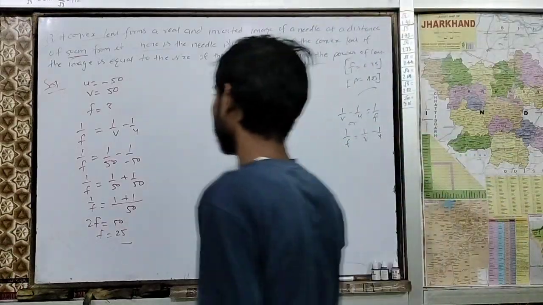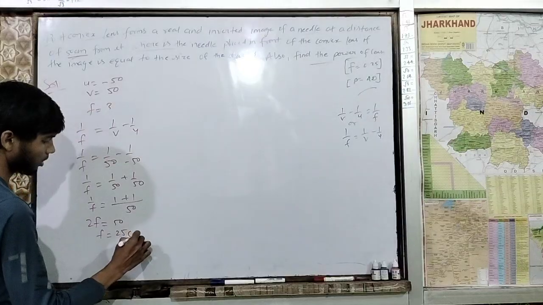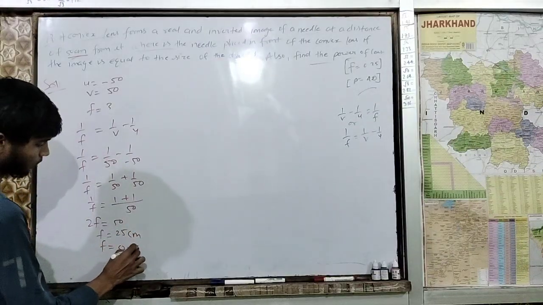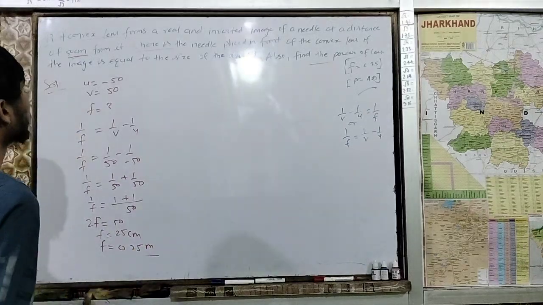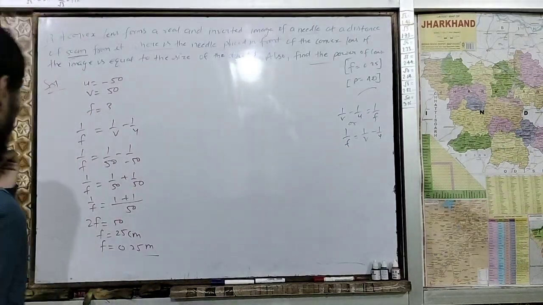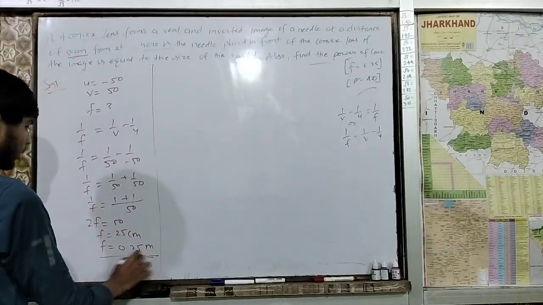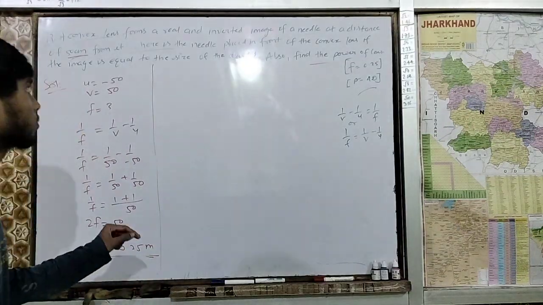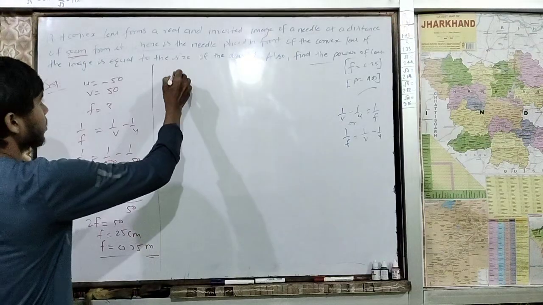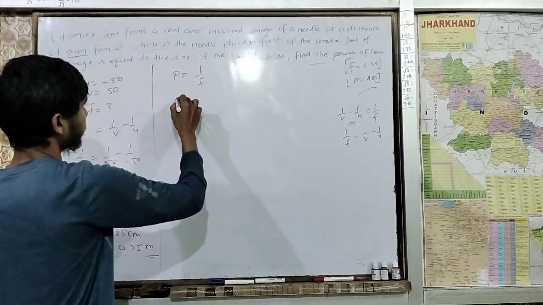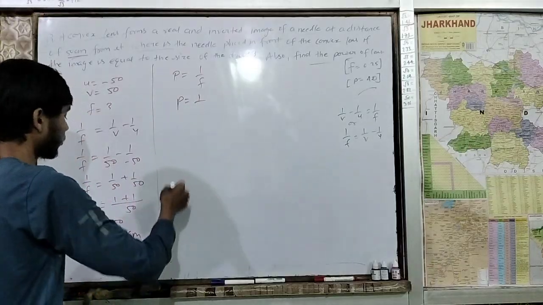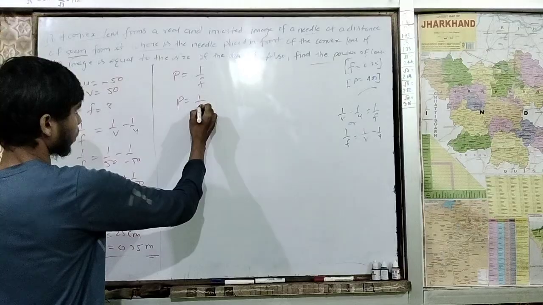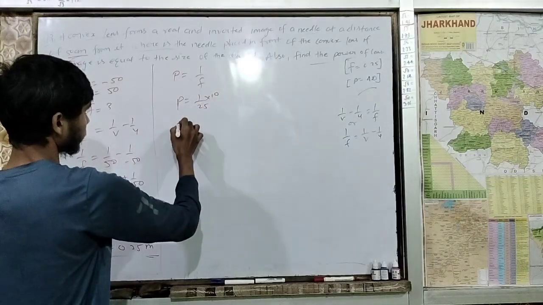Yes, it's correct, and this is in centimeter. When we convert this into meter, it will become 0.25 meter. Now that we have f, we can use this for calculating the power of the lens. So power of the lens will be 1 upon f. 1 will be as it is, and f is 0.25.